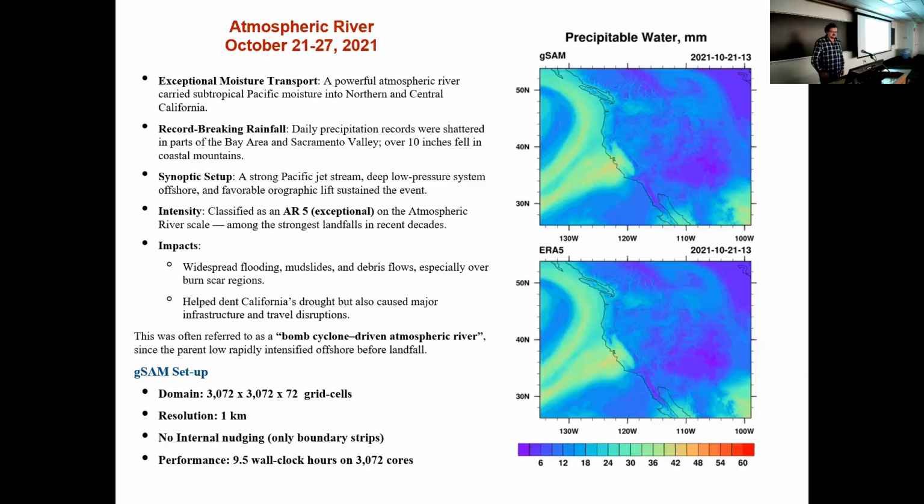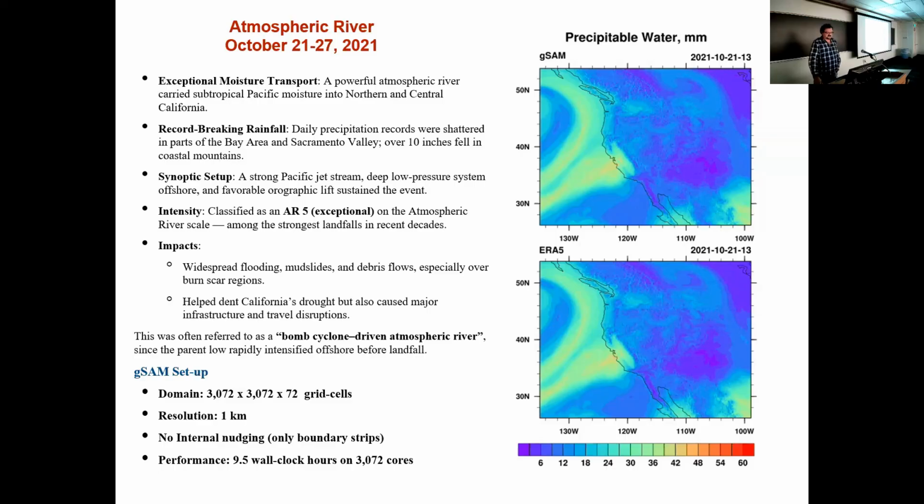So the first example I'm going to show is an atmospheric river in October of 2021 over California. That was a record-breaking atmospheric river. It produced a huge amount of rain in the Bay Area. It's classified as category 5, or an exceptional atmospheric river. So it was nice to simulate.